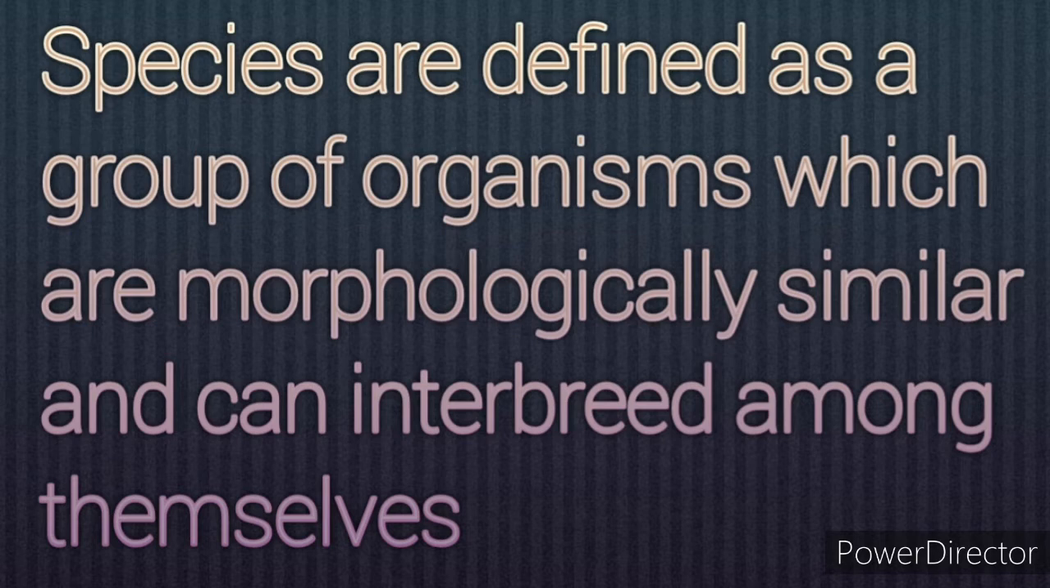Morphologically means their external characters are similar. Morphologically similar and able to interbreed among themselves, that is called a species. One should be able to distinguish one species from other closely related species based on distinct morphological differences.